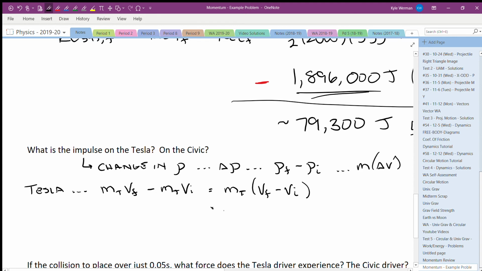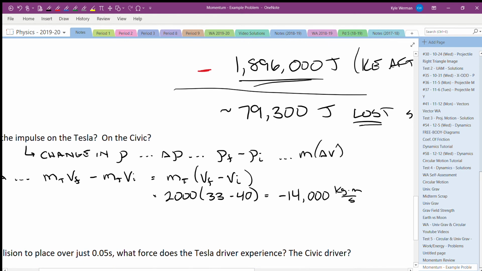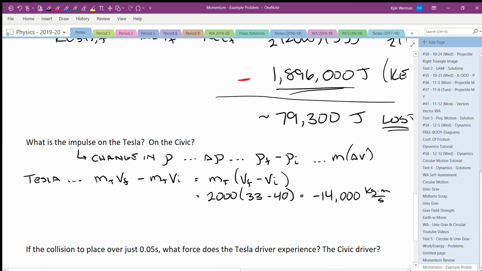The mass of the Tesla is 2,000. It finishes going 33. It started going 40. And so it loses 7 meters per second. And so 2,000 times 7, it ends up losing 14,000 units of momentum, which are kilogram meters per second. That's its impulse, right? Its change in momentum.